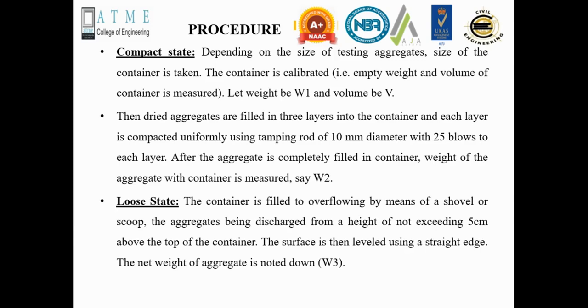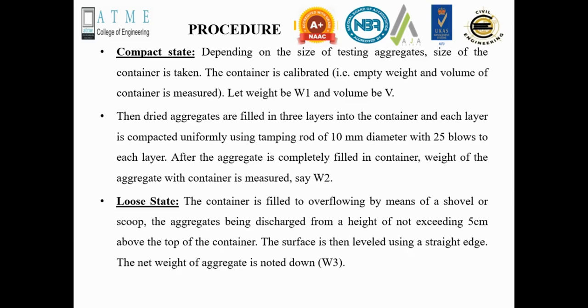In terms of the compact state, the dried aggregates are filled in 3 layers into the container, and each layer is compacted uniformly using a tamping rod of 10 mm diameter with 25 blows to each layer. After the aggregate is completely filled in the container, the weight of the aggregate with container is measured and it is noted as W2.